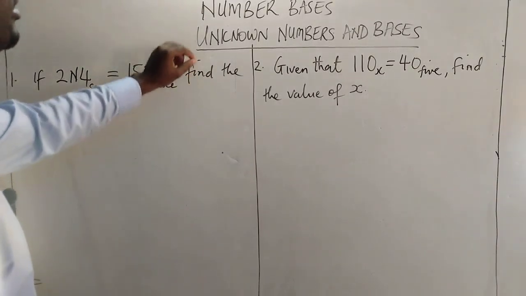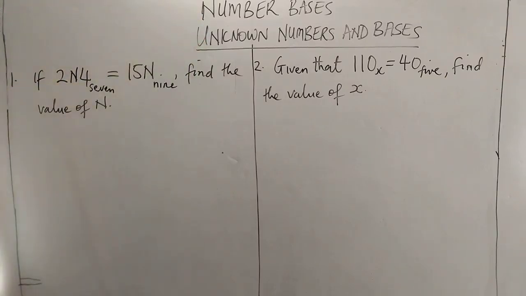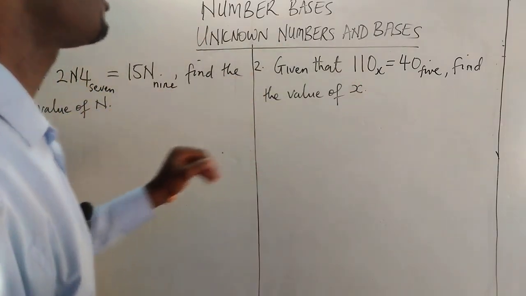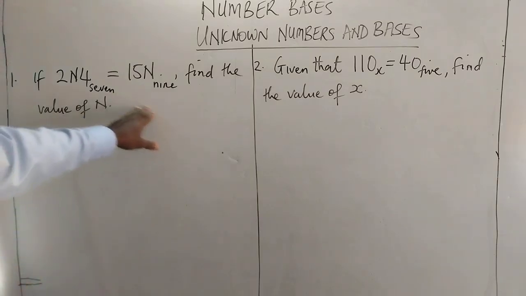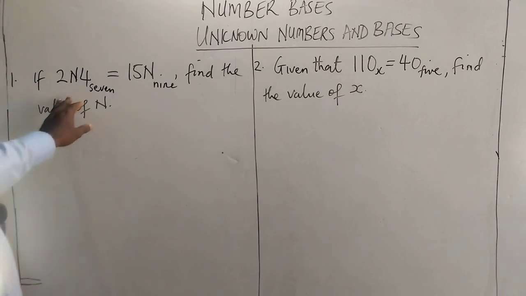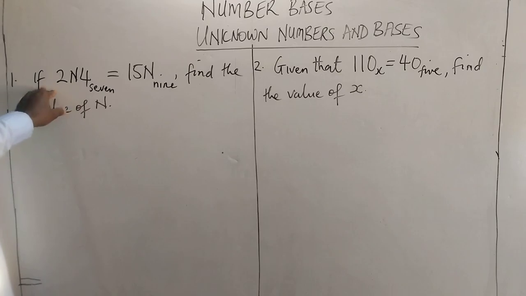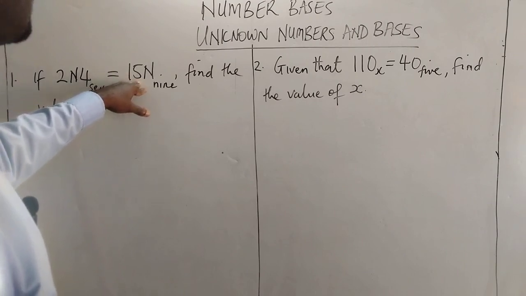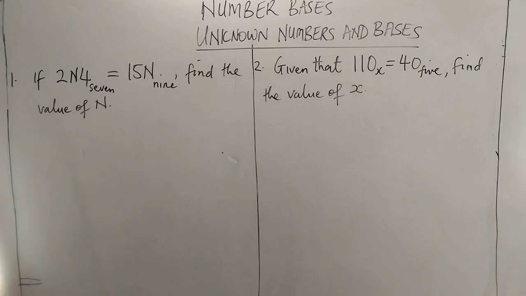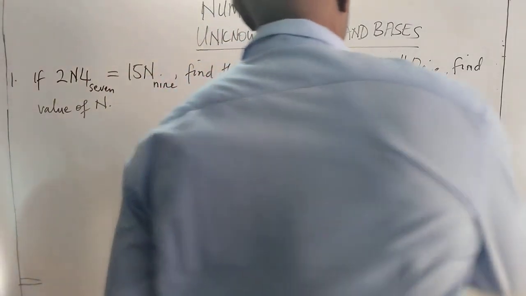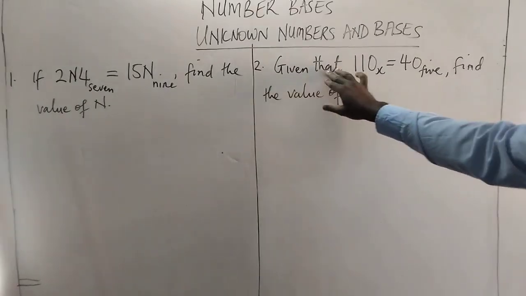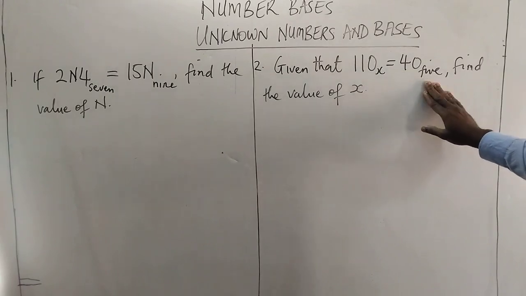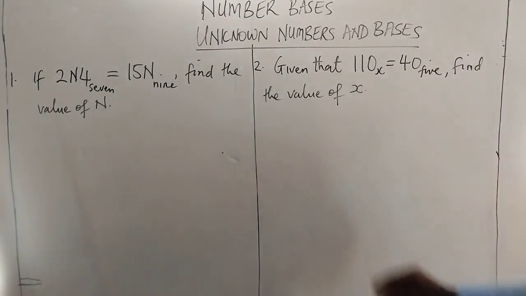In continuation of our lesson on number bases, we're going to look at unknown numbers and bases. On the board, I have two questions to demonstrate that. The first one says, if 2n4 base 7 is equal to 15n base 9, find the value of n. While on this side, we have given that 110 base x is equal to 40 base 5. Find the value of x.